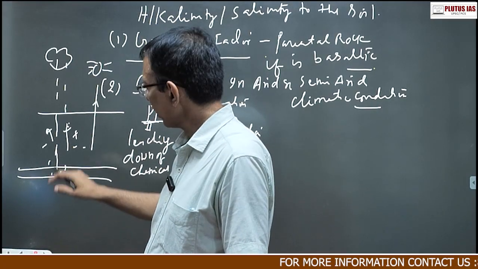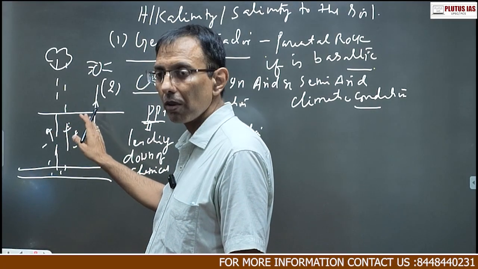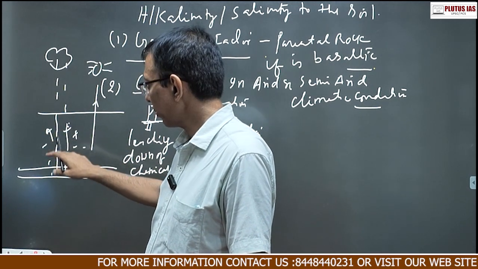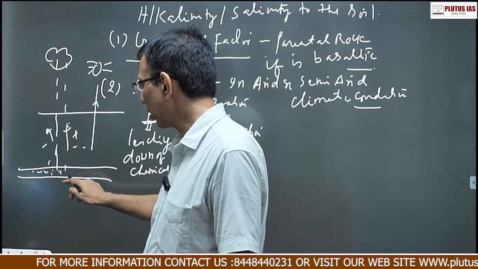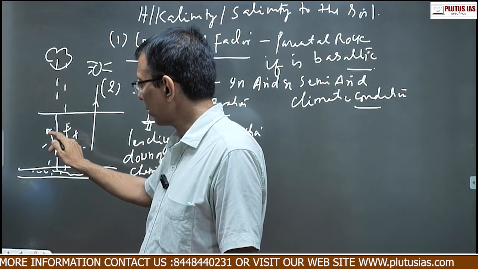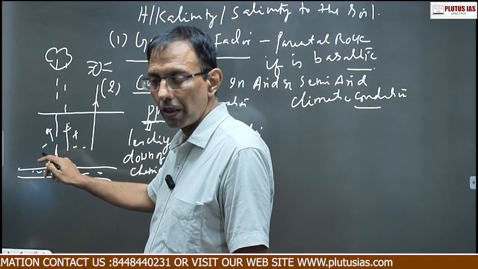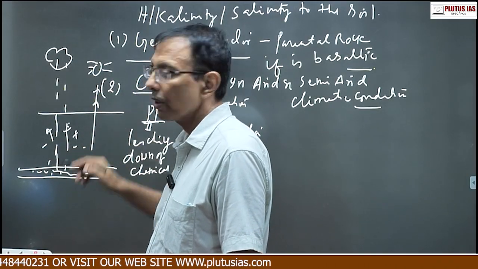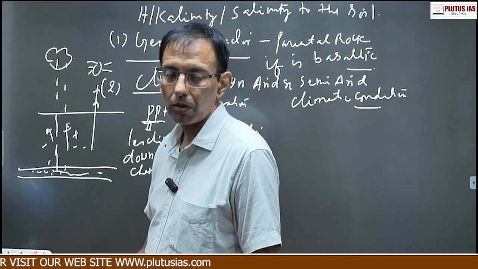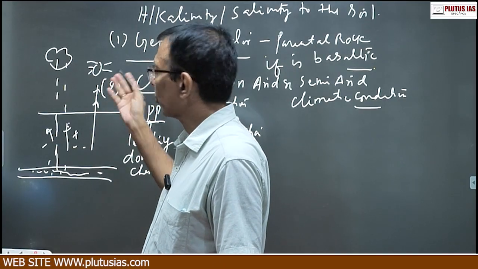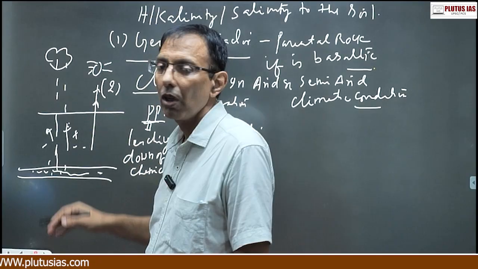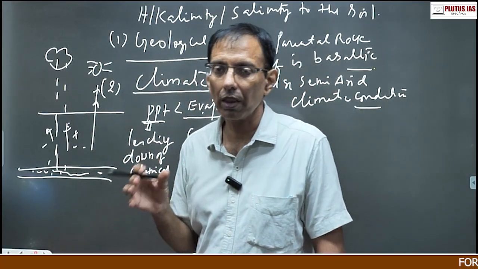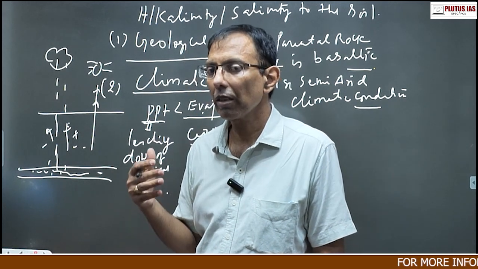So finally, if the evaporation process is dominating, then whatever salt is not dissolved or leached down to the water table, if it is embedded inside the soil, will come to the surface through capillary action and will lead to salt accumulation in the soil, and that salt accumulation would cause alkalinity and salinity.